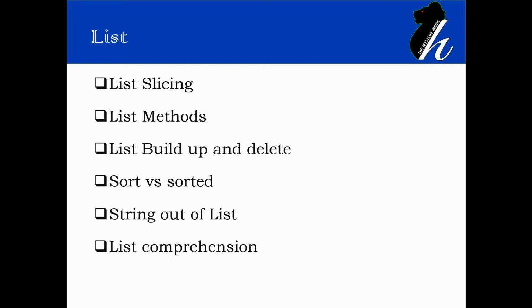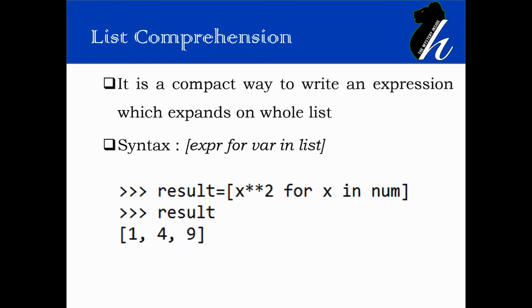Now let us try to understand the most important concept of lists, that is list comprehensions. List comprehension is a compact way to write an expression which expands on a whole list. So basically the syntax for list comprehension is that we can write the entire expression this way. This is the for loop syntax, and the expression that you wanted to apply on each item you can write over here.